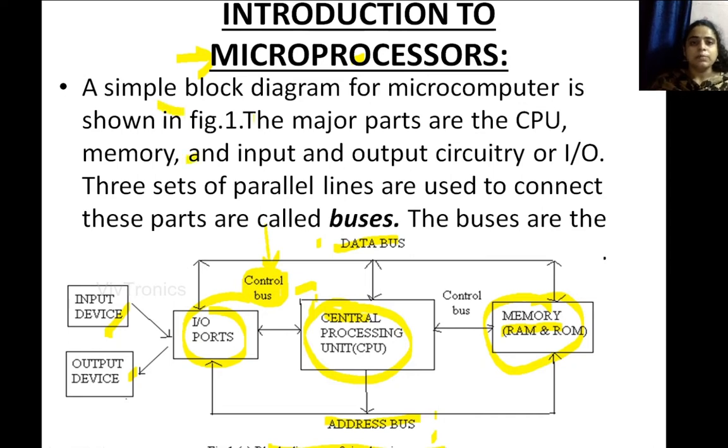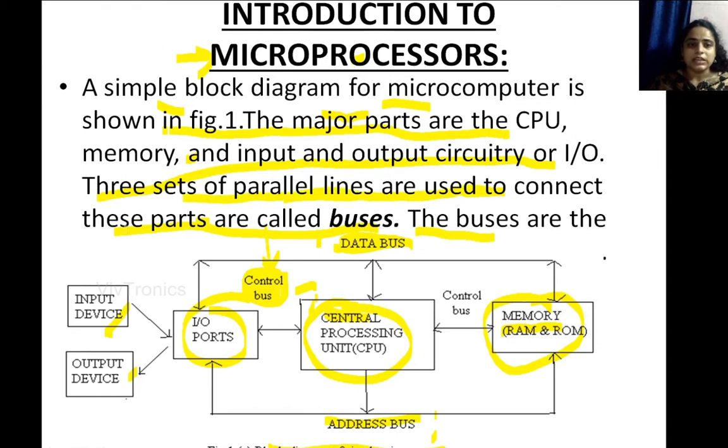A simple block diagram of a microcomputer is shown in the figure below. The major parts are the CPU, memory, and input and output circuitry or IO device. Three sets of parallel lines are used to connect these parts, called buses. Those buses are nothing but the data bus, control bus, and address bus. So what is a bus? These are sets of parallel lines used to connect these parts, just like wires to connect from one part to another part in any hardware circuit. These buses act like that.